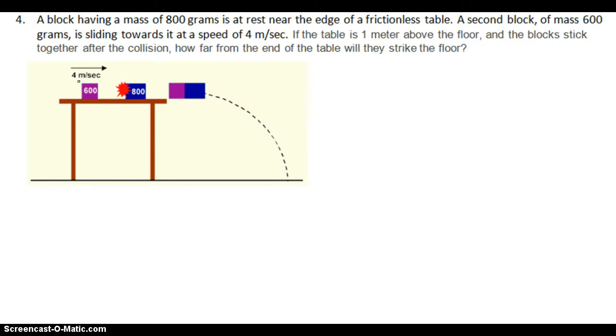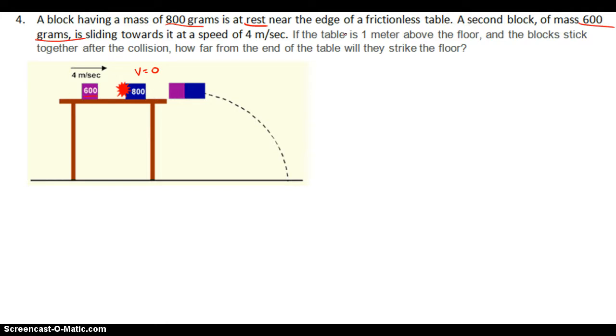In this problem, we have a block with mass 800 grams. It's at rest right here, near the edge of a frictionless table. A second block of mass 600 grams is sliding towards it at a speed of 4 meters per second.